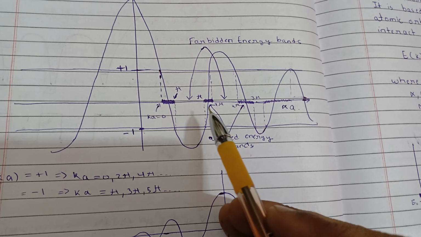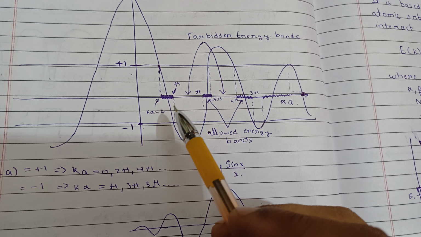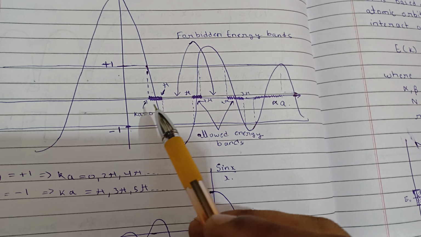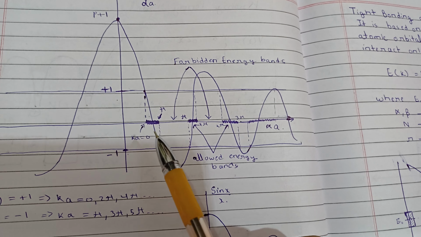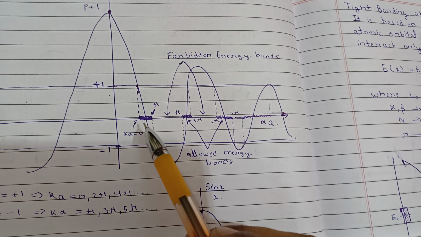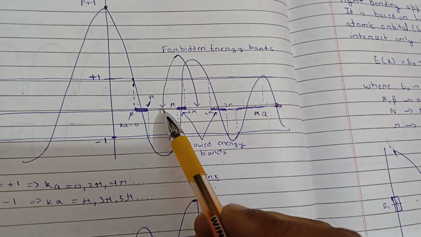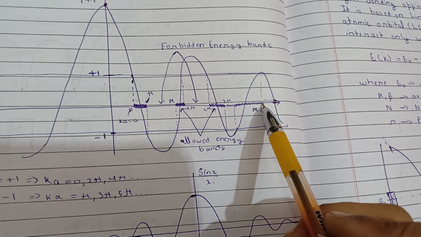Now see, this is the Kronig-Penney model. As we see the bands in band theory, the same bands we are getting using these quantum rules, and we are getting some ranges which are allowed energy bands and some which are forbidden energy bands.